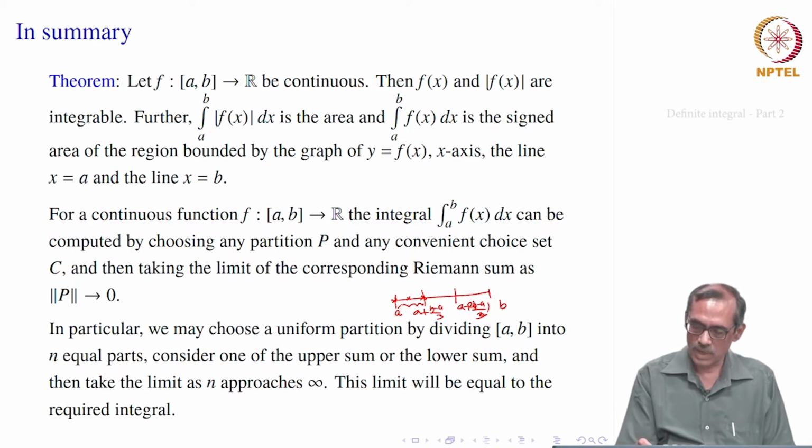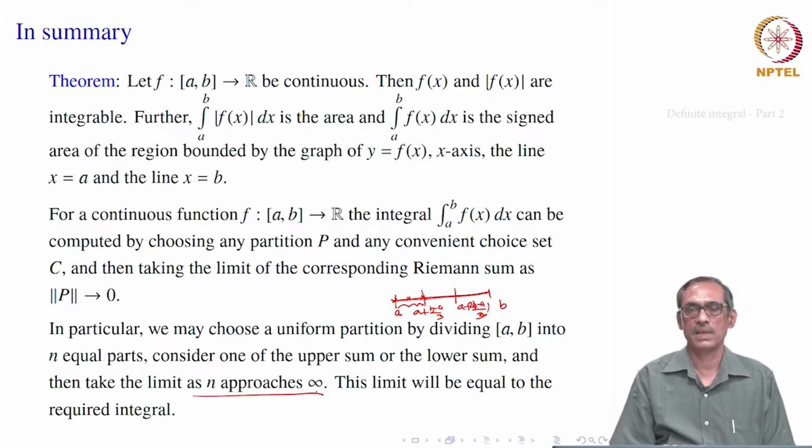Then what happens if you divide that into n parts? We want the norm of the partition to go to 0. So, that means each one is b minus a by n, that goes to 0. So, n should go to infinity. That means, if you take this Riemann sum after this choice and you take n approaches infinity, the limit will be equal to the required integral.